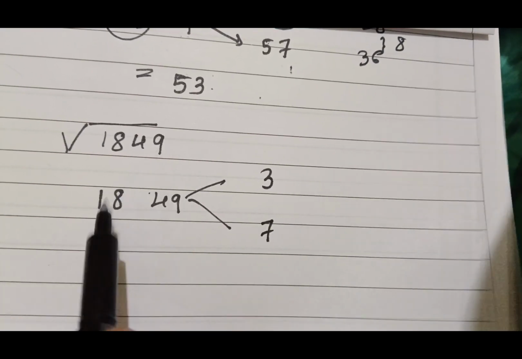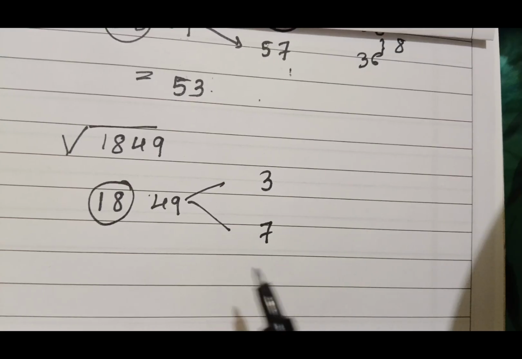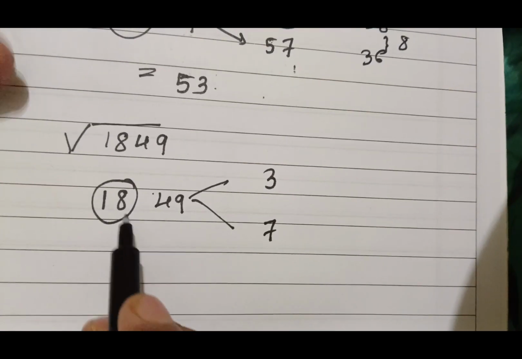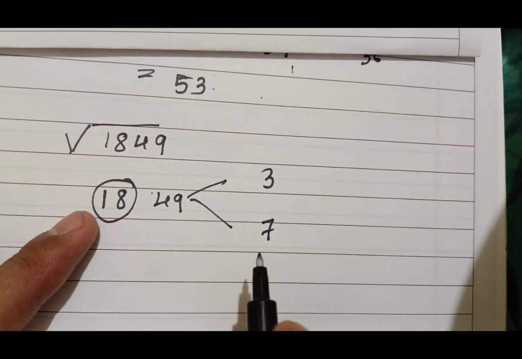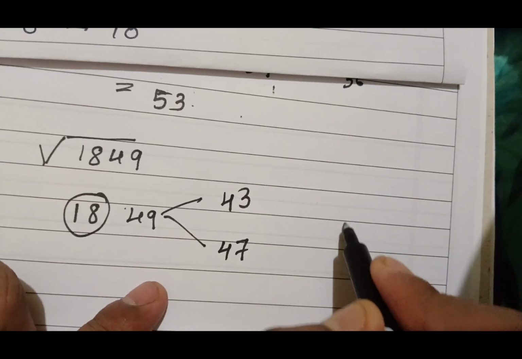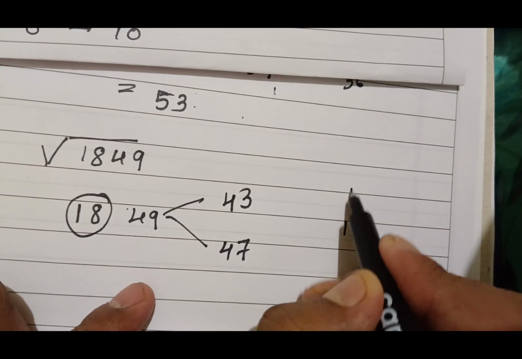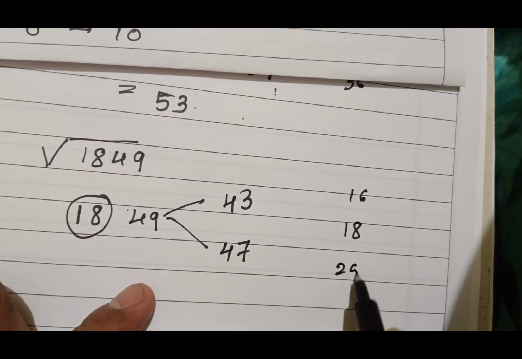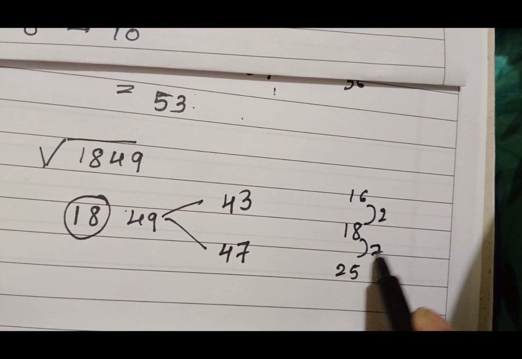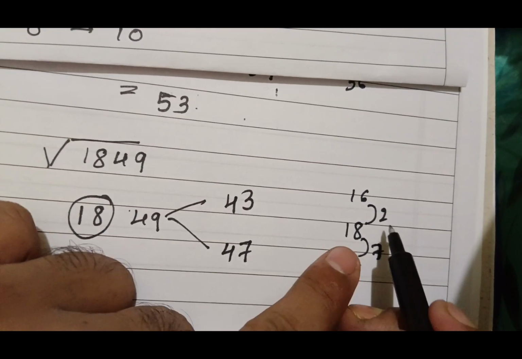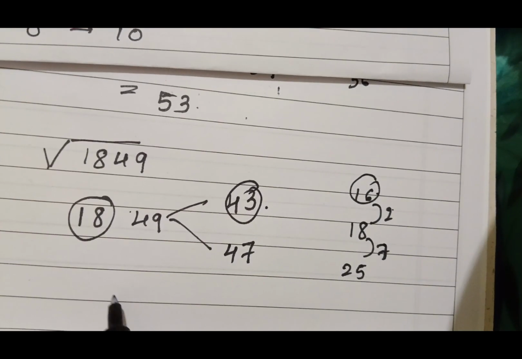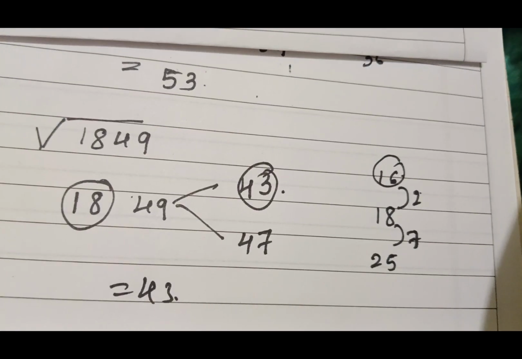Okay, after this 18. Now no need to see this, right? You can remember easily. We know that 4 square is 16, then 5 will come. So you need to write here 43 or 47, any one. So here 18. The previous square was 16 and the next square will be 25. So here the gap is less. I hope you got it. Where the gap is less, here the difference is 2. So you need to take the smaller number. So the smaller number will be 43. So 43 is the square root.